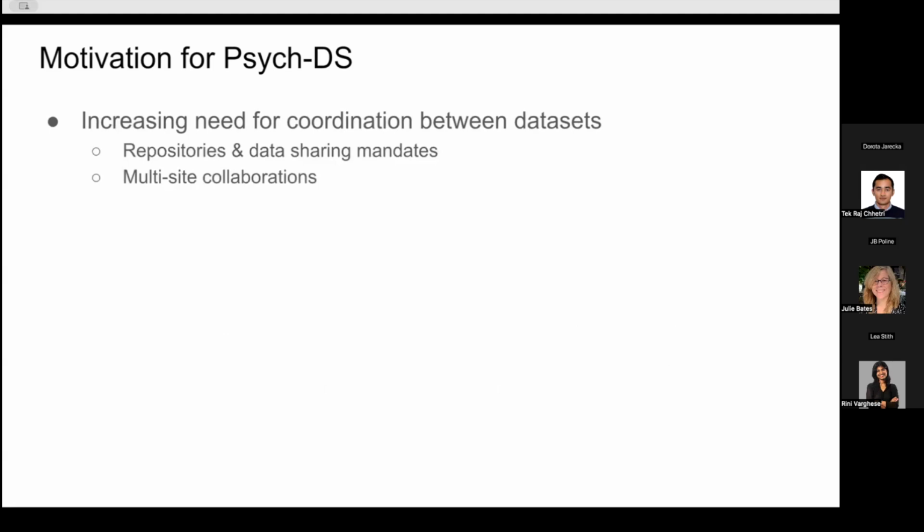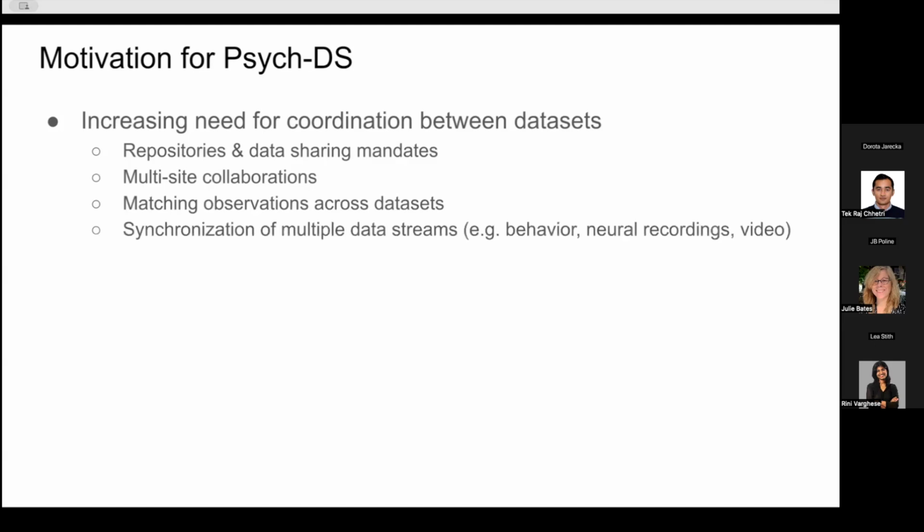We have mandates coming from our funders that are asking us to do more sharing than we've been used to doing. When we need to coordinate between data sets created on multiple sites in a collaboration, or when we have multiple different data sets that we need to match observations across, being able to smoothly integrate and merge data sets becomes more of an issue, as does being able to just understand the data sets we're getting between ourselves.